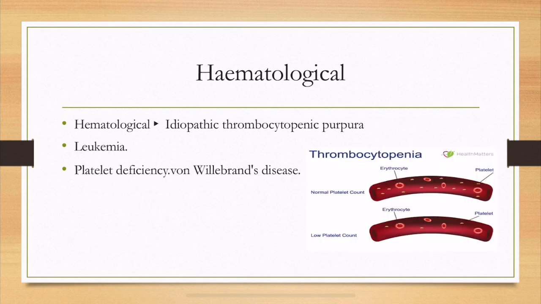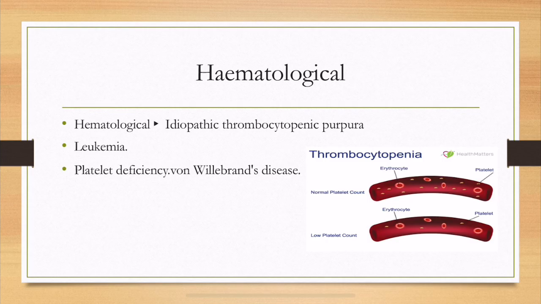Now we see hematological disorders. Hematological disorders such as idiopathic thrombocytopenic purpura, leukemia, platelet deficiency, von Willebrand disease. What happens in these cases? There is a low platelet count. Once the platelet count is reduced, there will be poor localization of the platelets to the bleeding site.